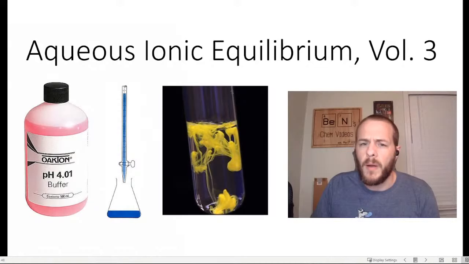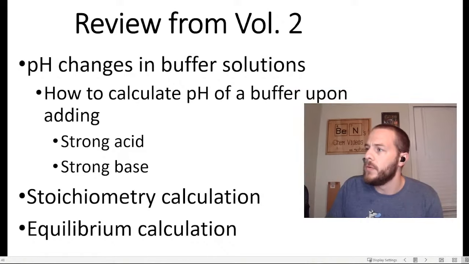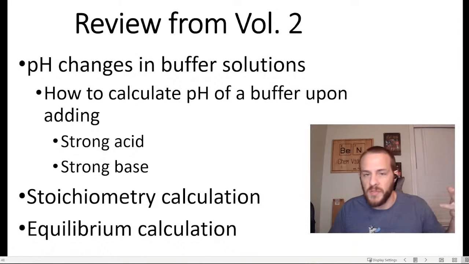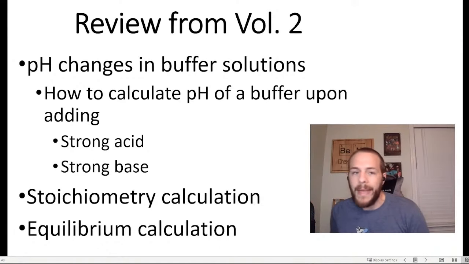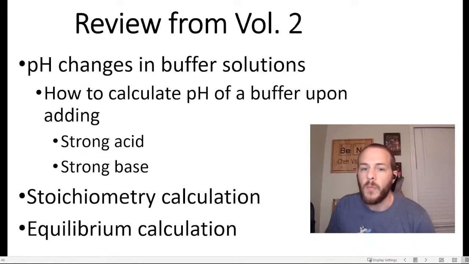All right, so we're going to start by reviewing the content from Volume 2. The first couple of volumes, we were talking about buffers, and we're going to continue to talk about buffers tonight. A buffer, of course, is an aqueous solution with significant amounts of a weak acid and its conjugate base. And last week, we talked about pH changes in buffer solutions.